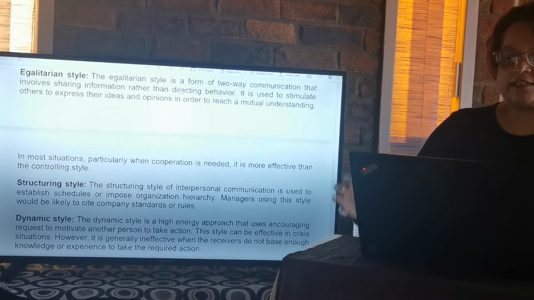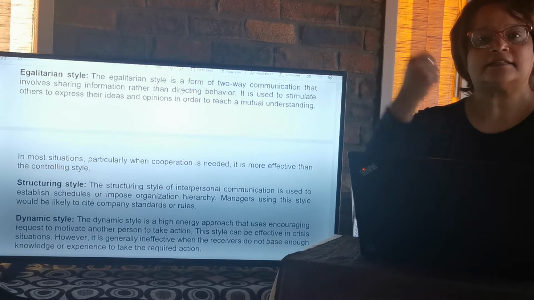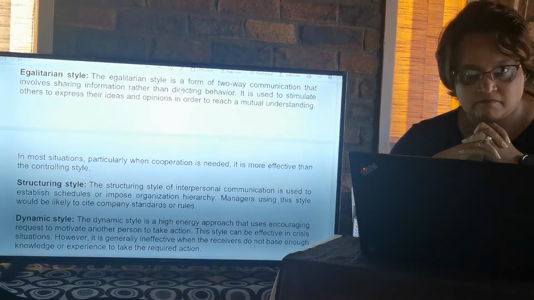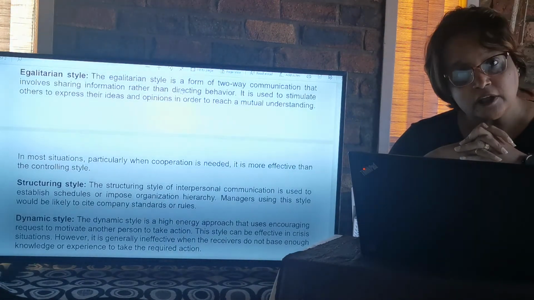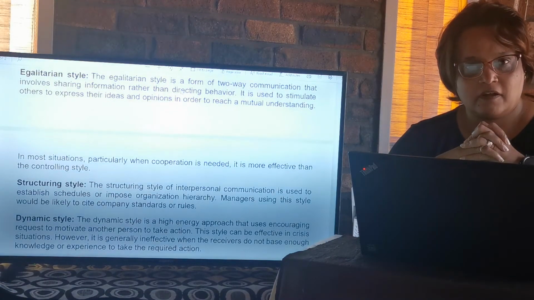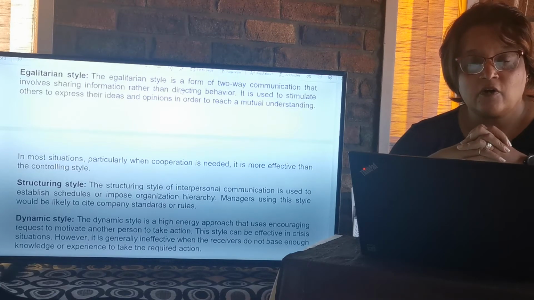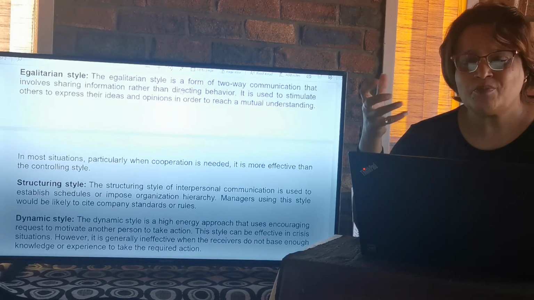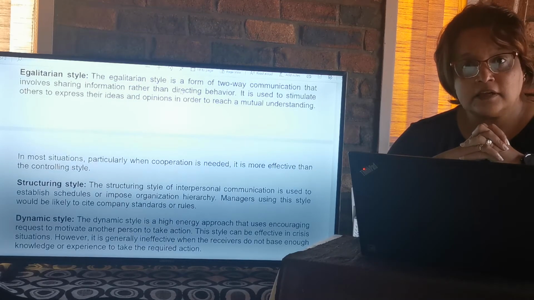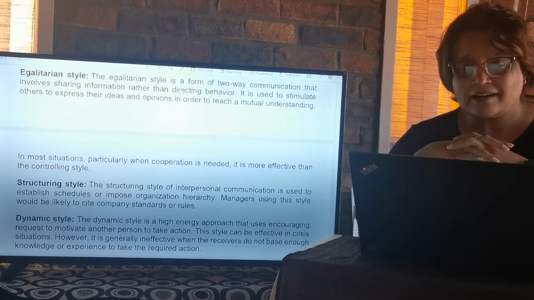Egalitarian is a style where there's two-way communication. So when you instruct something, you are eliciting some response. You want feedback from the person that is receiving the information. So what do you think of the following scenario? It is an example where you are trying to get the receiver, your group, your team, the people working with you, to give input on the scenario. It's about sharing information rather than directing the behavior.